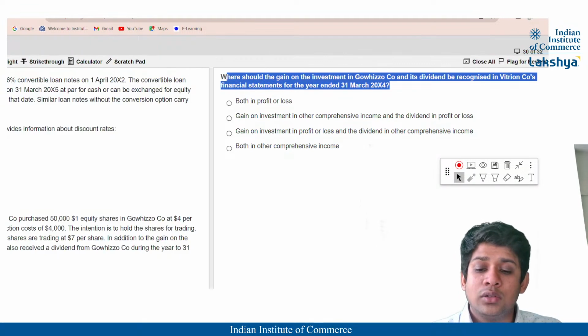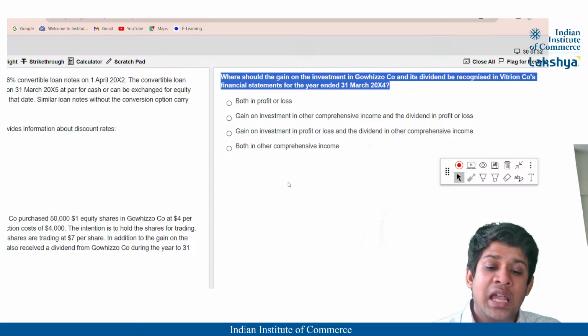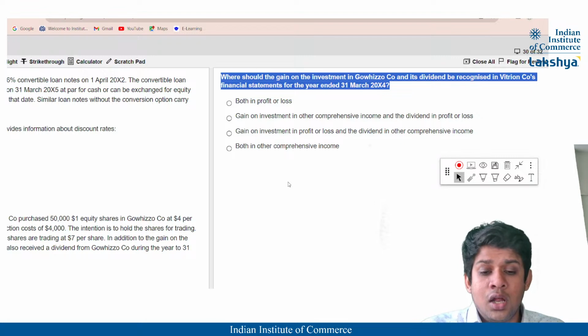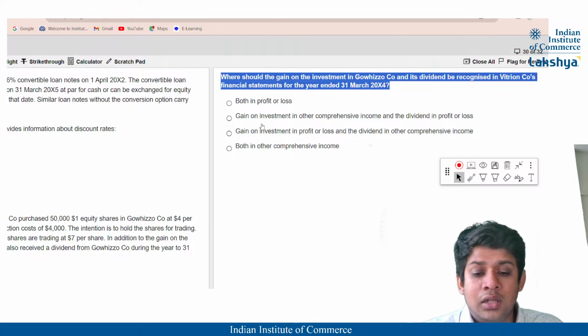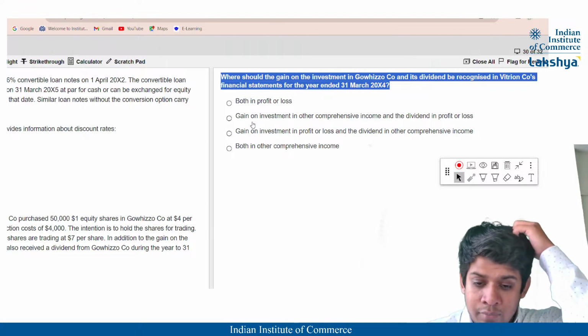Now, where should the gain on investment in Gohizo company and its dividend be recognized in withdrawn company's financial statements for the year ended 31st March 2013? So the gain on investment will be shown in P&L and the dividend that they have received on the equity investments, that will be added to the equity investments, correct? In the statement of changes in equity, right?